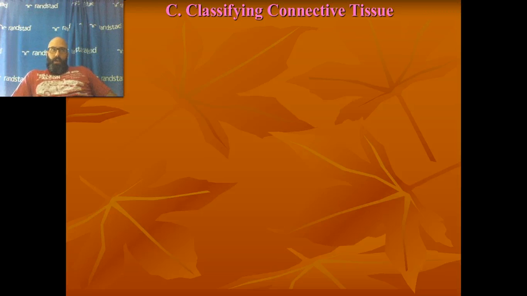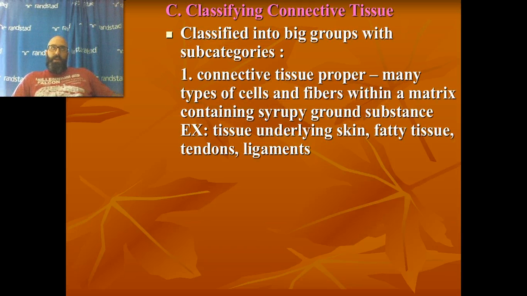Alright, so how do we classify, because you have to categorize anything in the human body in terms of tissue and where it goes and similarities and differences and things like that. So here's how we're going to classify connective tissue. You can take connective tissue and classify it into these very large groups, and then some of those super large groups have subcategories of them.